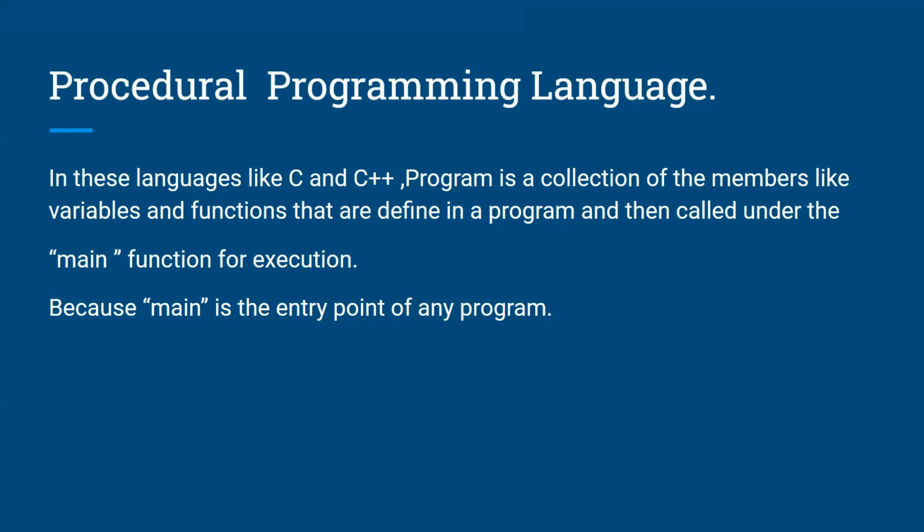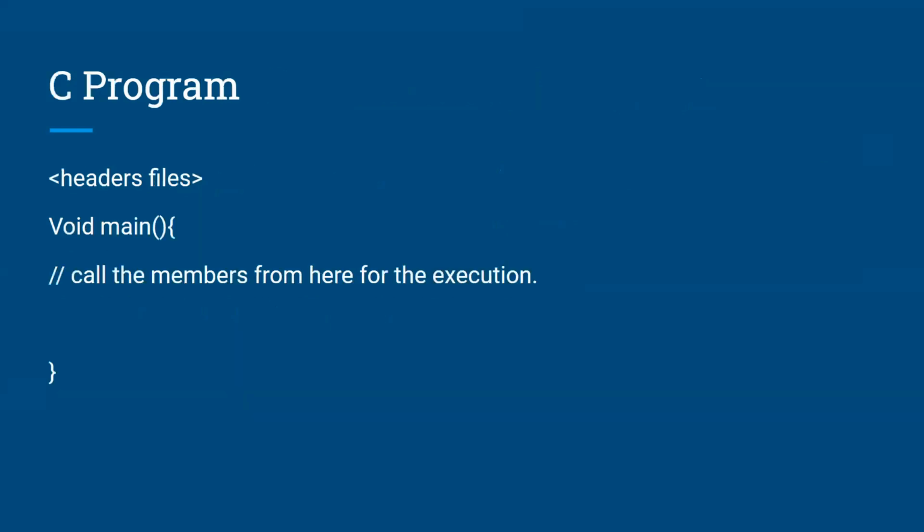Because main is the entry point of any program, if you want to write a C or C++ program, we will see each and every program here. So what is the problem with that? Let's see. If you want to write any C program, you can use any IDE, like Turbo C++ or any IDE you want. Here you can see the header files. First of all, we have to import header files like conio.h, stdio.h.